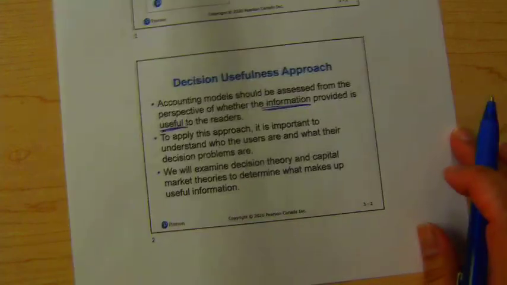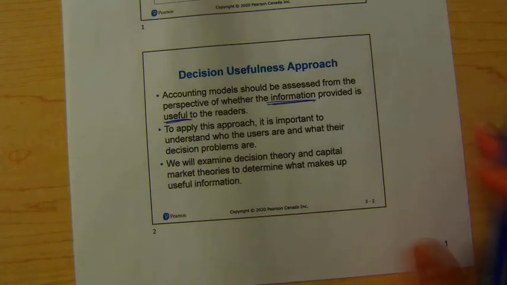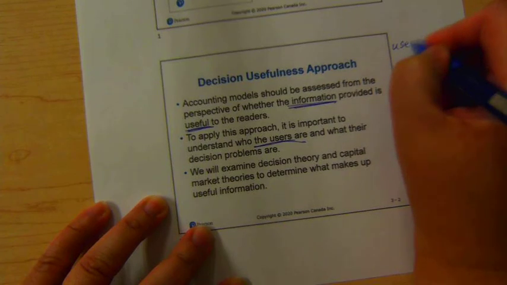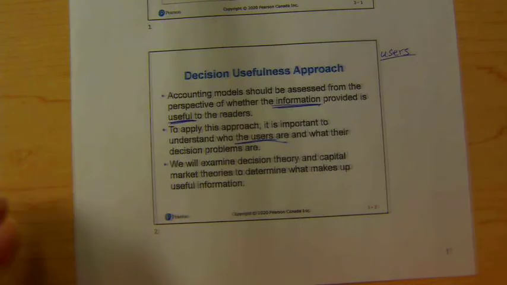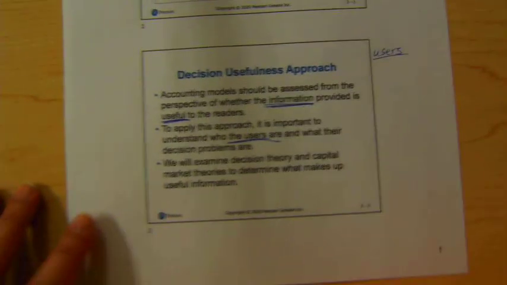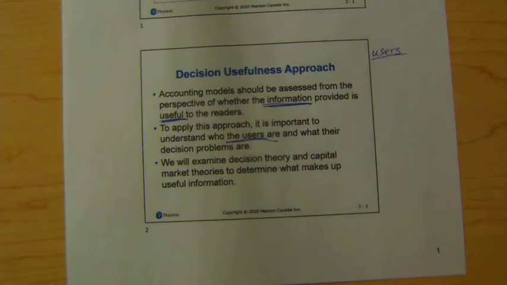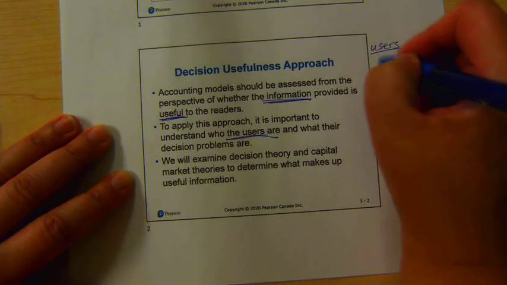Okay, so when we're applying the approach, we have to know who some of our users are. Sorry, this is not straight, is it? Who are some of our users? Okay, if it's no one, we're in trouble. One starts with an I. Investors, right? So investors, who else?